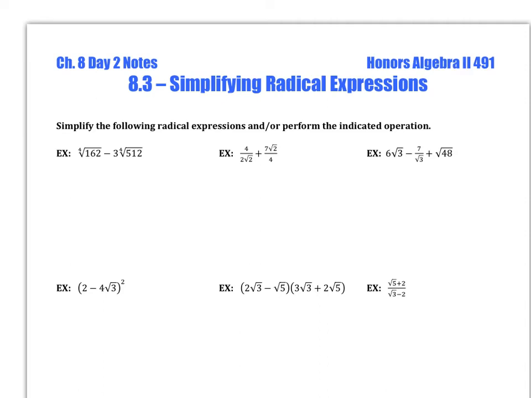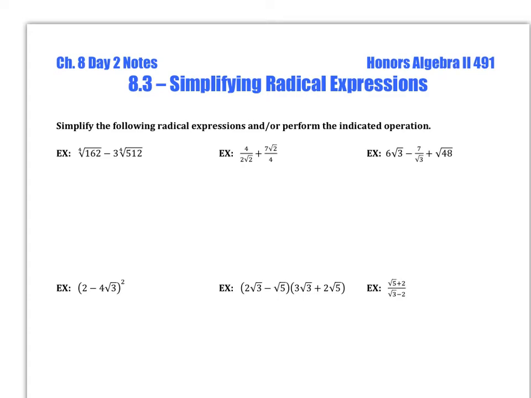Welcome to Chapter 8, Day 2, 8.3, Simplifying Radical Expressions. So there's going to be a lot of different types of expressions we're going to be dealing with today, all dealing with radicals. So it is important to know your perfect powers so we can simplify them, and we'll get lots of practice here today.